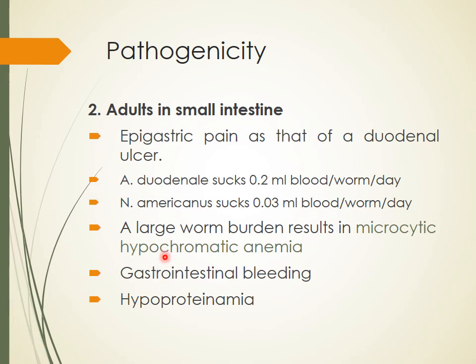This worm sucks the blood, then it changes the site, so the previous site also bleeds for some time. So there would be GI bleeding. The blood consists of plasma and RBC; RBC would be excreted in the feces and plasma would be utilized by the worm for its nutrition. So there would even be hypoproteinemia in the patient.